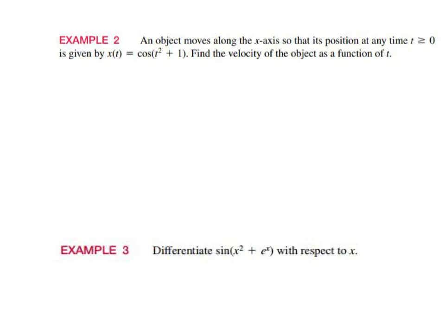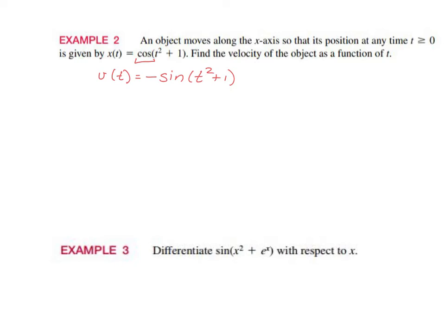So, I know that given a position function, in order to find the velocity function, I need to take the derivative. So I'm going to take the derivative of x of t. The main thing I have going on here is cosine of something. That's my main function. So I'm going to take the derivative of cosine of t squared plus 1. The derivative of cosine is negative sine, and this is the angle.